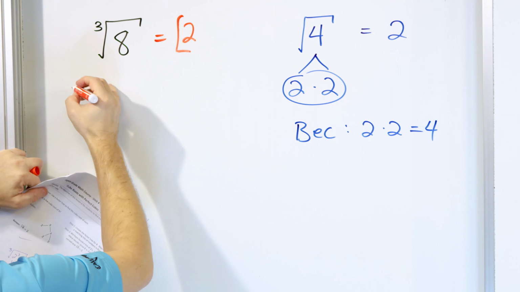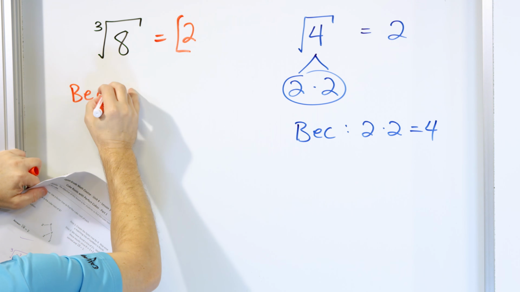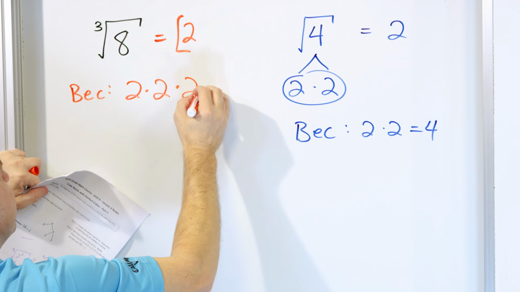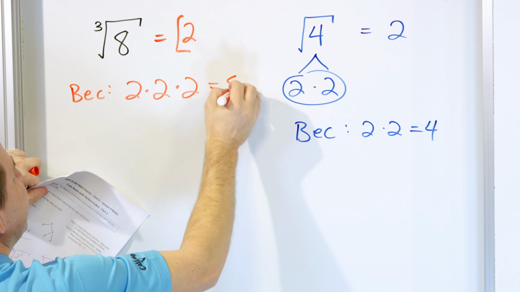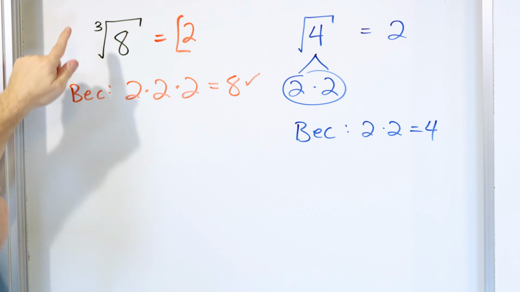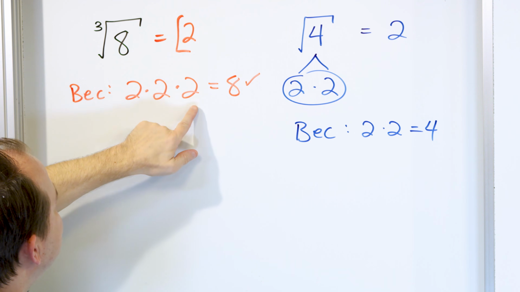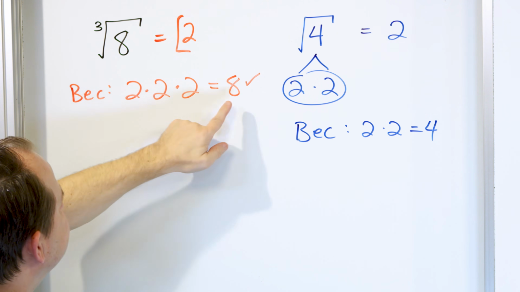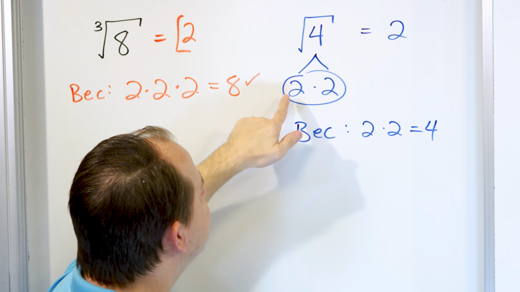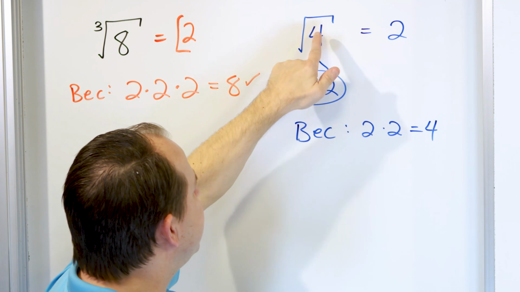Why is this the case? Because the answer here, 2 times 2 times 2 is equal to, this is 4 times 2, which is 8, and this matches what is underneath. So you see, when we're finding cube roots, we're trying to find the number that when you multiply 3 of them together like this, you get what's under here. When you're finding square roots, you're trying to find the number so that when you just multiply them with 2 of them here, you get the number.